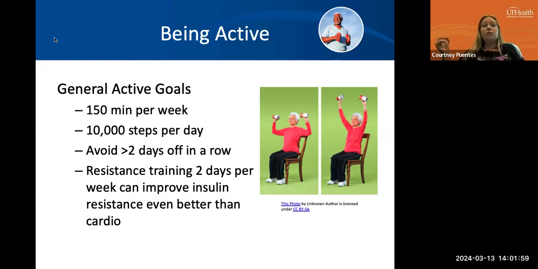Resistance training is also a great resource. It can actually help with glucose uptake even better than cardio.